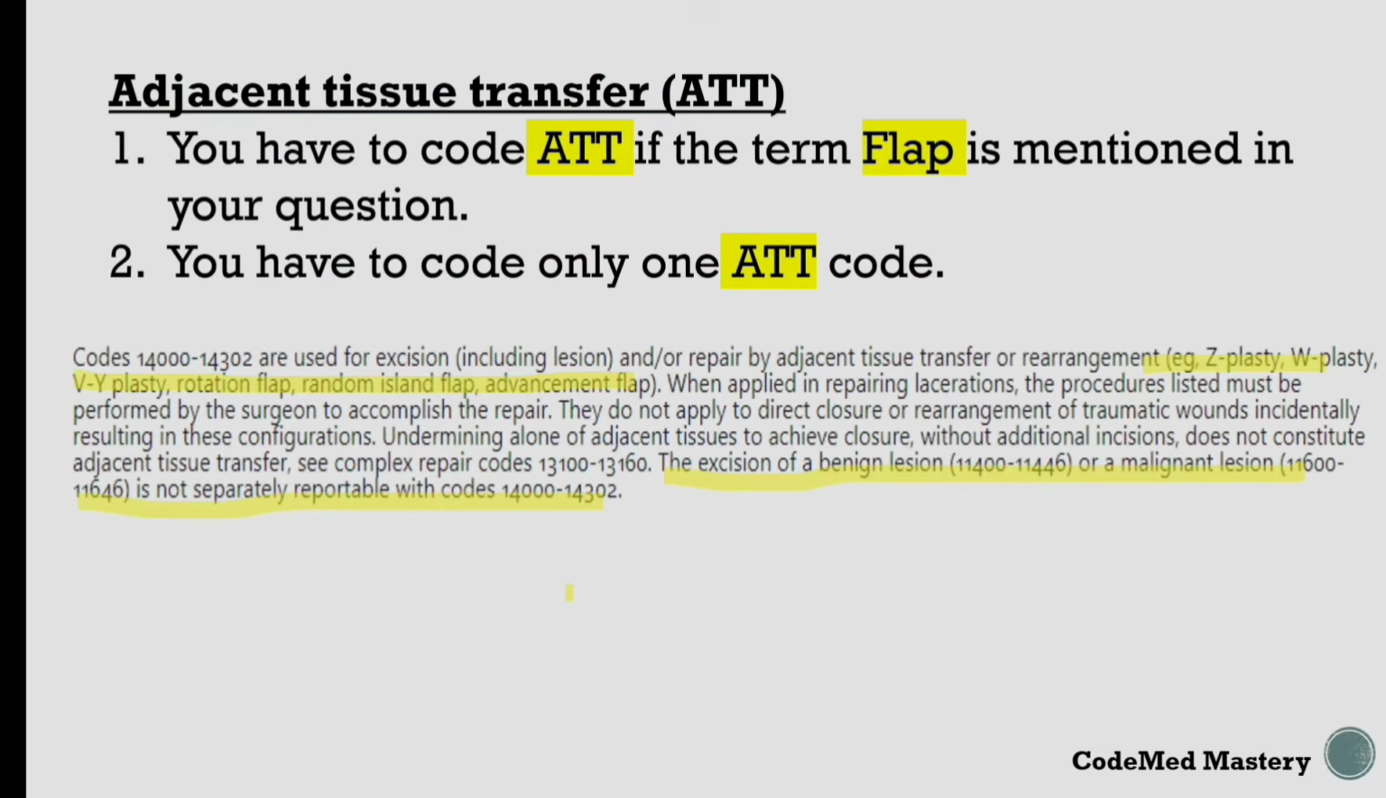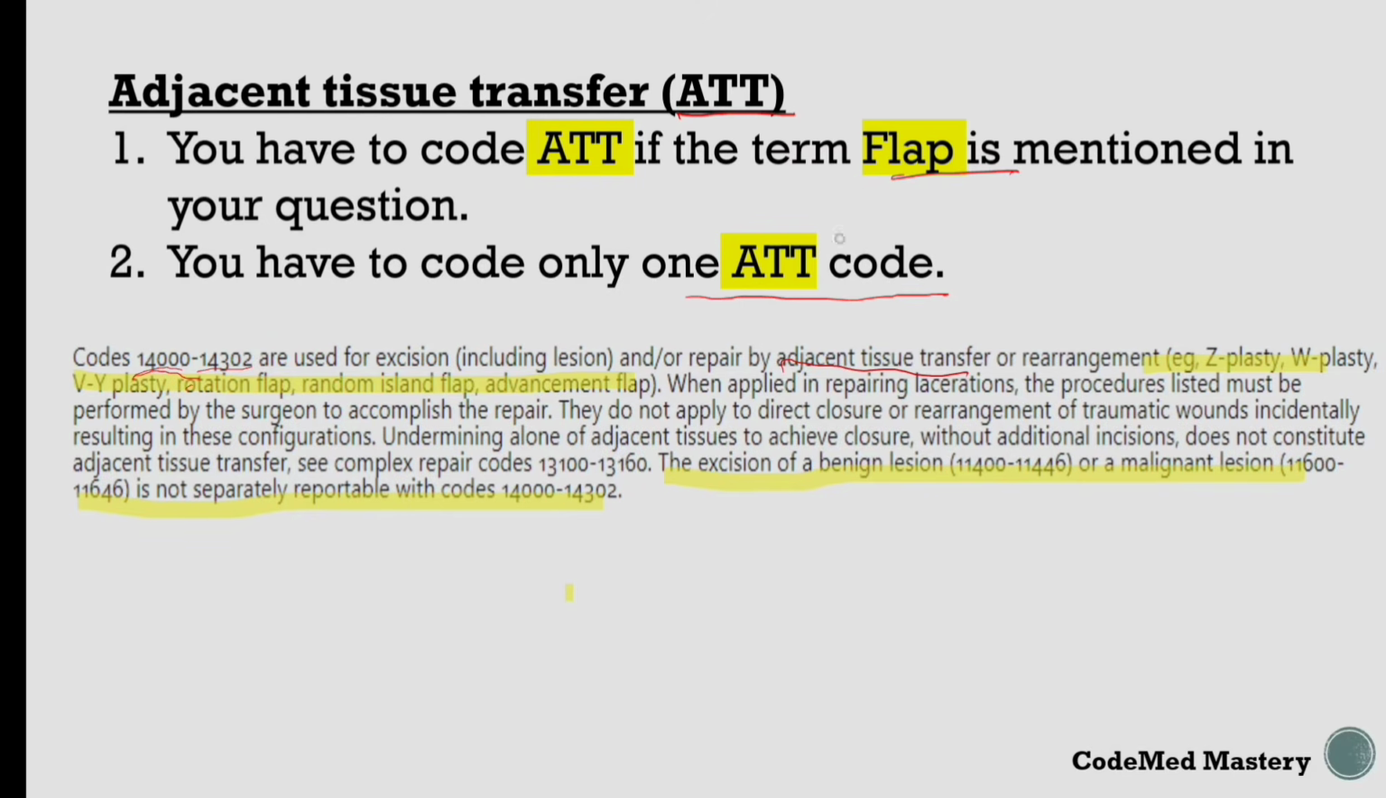Okay? Next important guideline is adjacent tissue transfer, ATT. This is the abbreviation ATT. Questions from this section are also being asked, so please pay attention. So first guideline is you have to code adjacent tissue transfer if the term flap is mentioned in your question. Remember this. Second guideline, you have to code only one adjacent tissue transfer code. So the codes 14000 to 14302 are used for excision repair by adjacent tissue transfer.